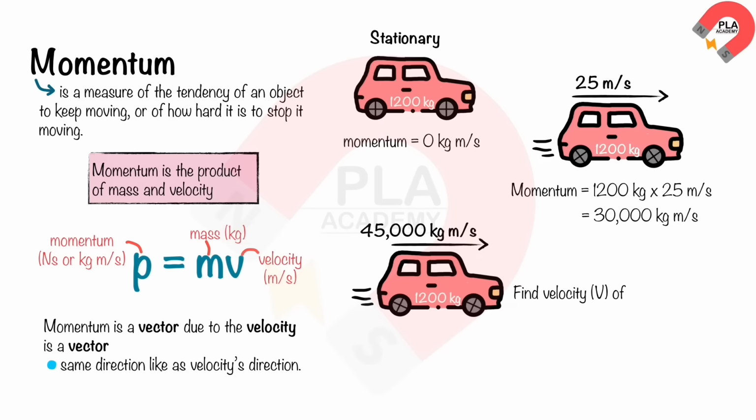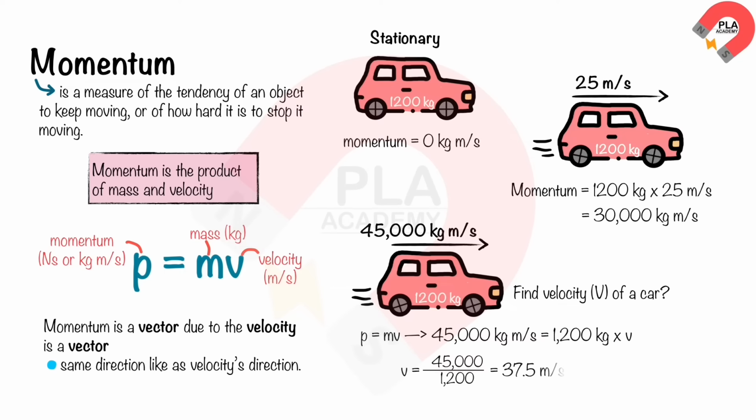Suppose the same car is moving and has a momentum of 45,000 kilogram meters per second. To find the car's velocity, we can substitute p = 45,000 kilogram meters per second and m = 1,200 kilograms. So, its velocity is 45,000 divided by 1,200, which is equal to 37.5 meters per second.